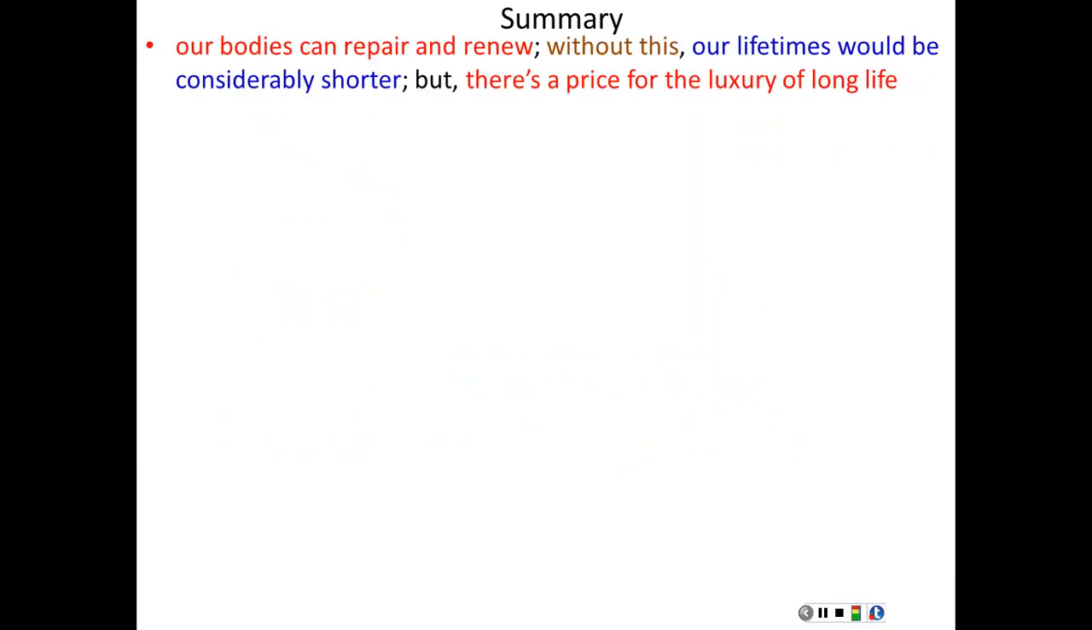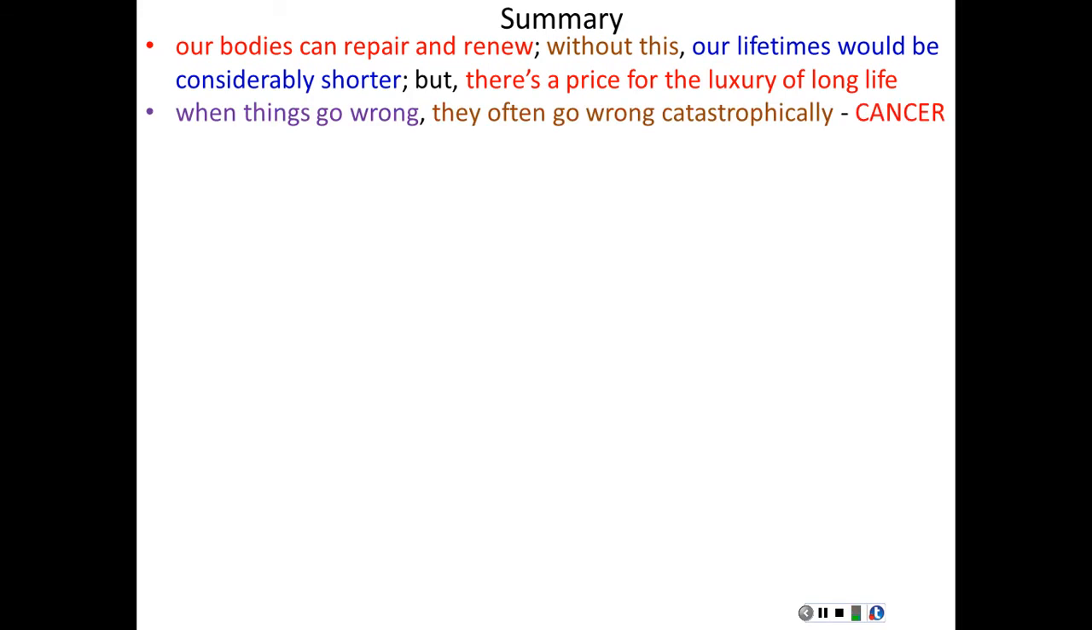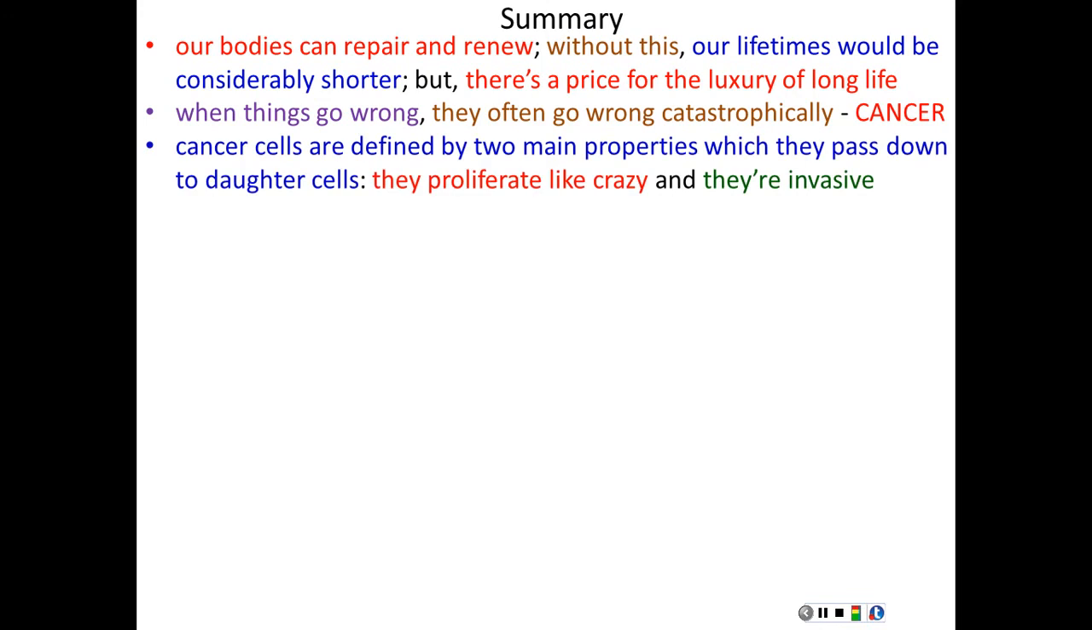So what did we talk about in this lecture? Our bodies have this wonderful mechanism for repairing and renewing, and without this mechanism, our lifetime would be limited by the lifetime of our individual cells. But there is a price for having a pool of replenishing cells, a pool of cells that's poised for rapid division. When things go wrong, and these cells cannot be controlled, they go wrong catastrophically and cancer can develop.